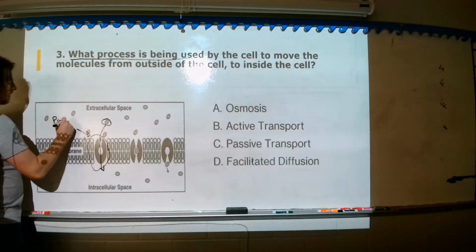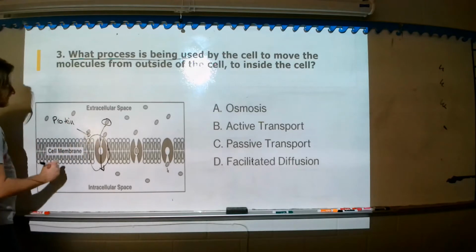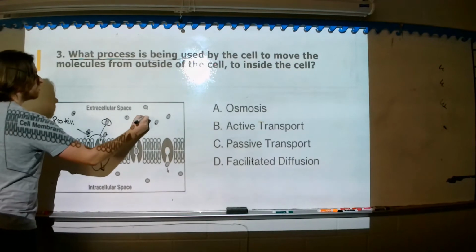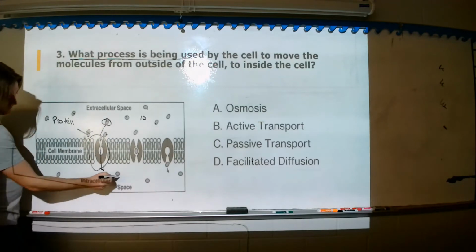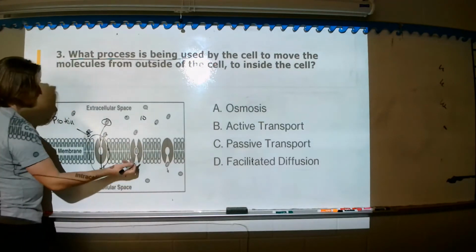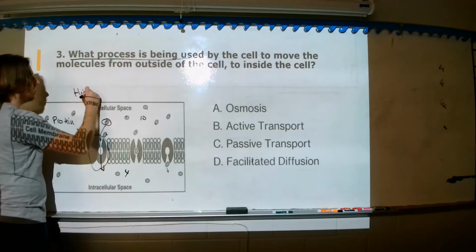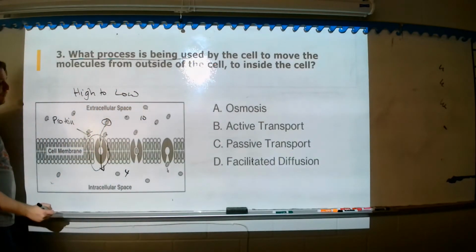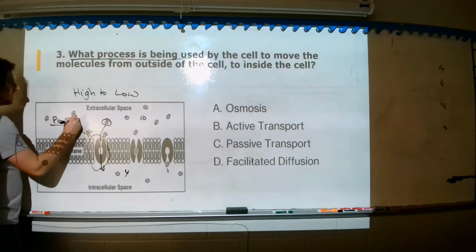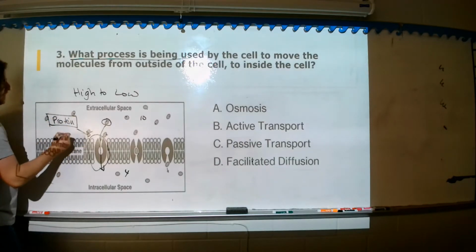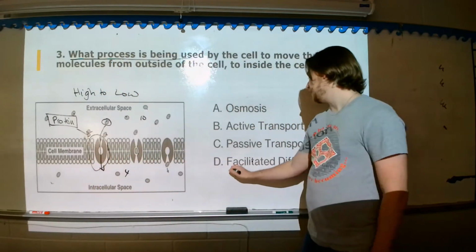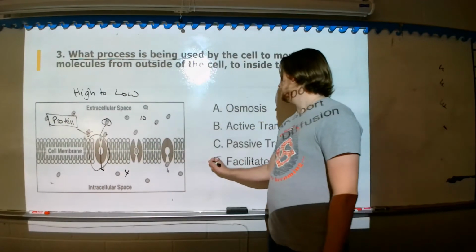I can see that there's 1, 2, 3, 4, 5, 6, 7, 8, 9, 10 particles outside and only 1, 2, 3, 4 particles on this side, so we're moving from high to low. So this is going to be a type of passive transport. And the biggest thing is that I see here that there is this protein being used. So I'm actually immediately going to know I'm looking for facilitated diffusion, which is going to be D.